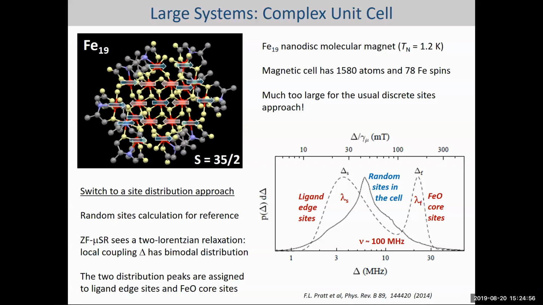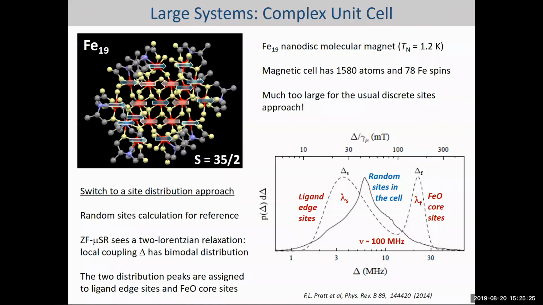But if one looks at the size of this, you can see it's rather a lot of atoms. In fact, the magnetic cell has 1,580 atoms and 78 iron spin sites. So the usual approach of discrete sites is going to be a bit challenged by this sort of size of molecule. I mean, if you had an awful lot of patience and computing resources, you probably could do something, but it wouldn't really be a pleasant experience.